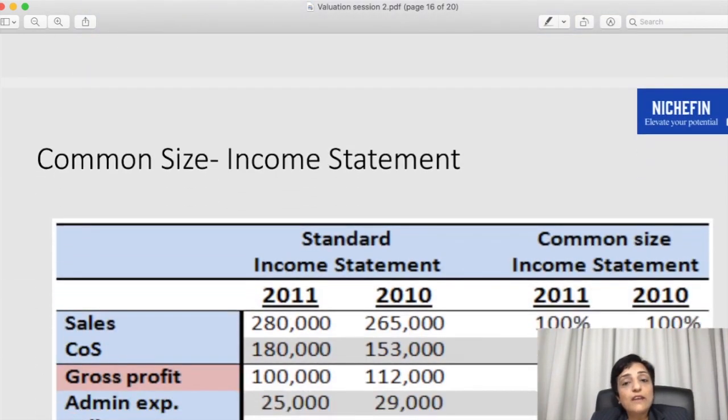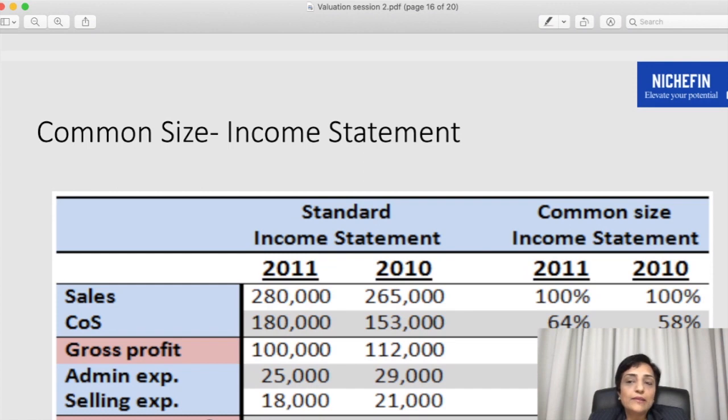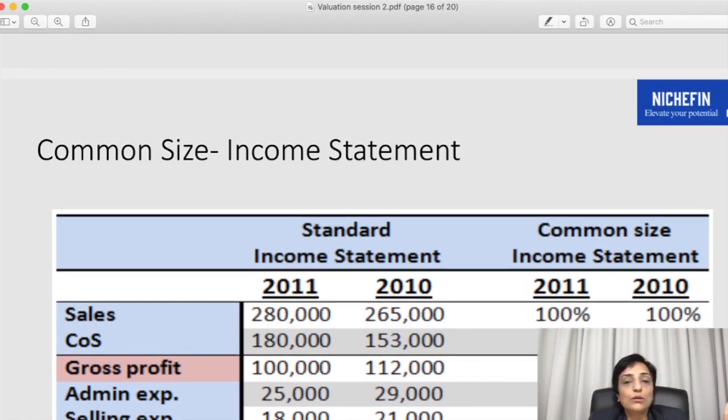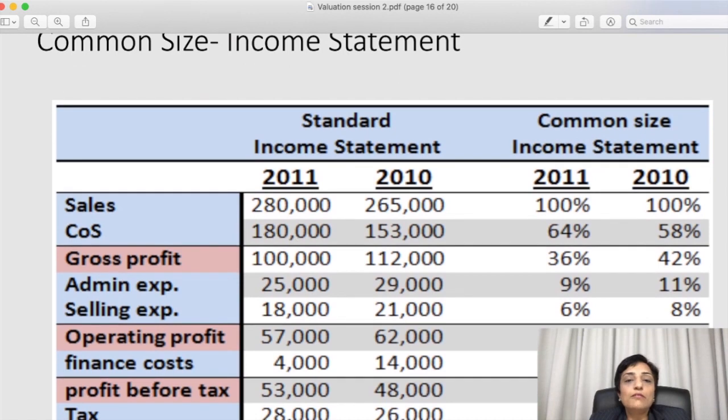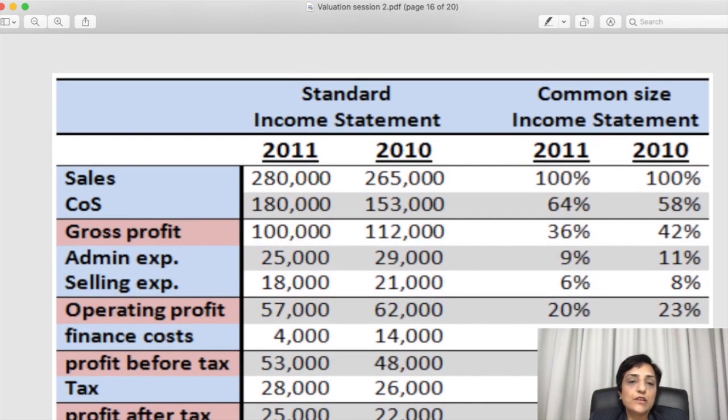Okay, so once we get the past data, we convert that into a common size income statement or common size balance sheet. This is how the common size income statement looks like. When we have the 2 years data, we can use this for the income statement. We use sales as 100% and we convert all items in the income statement as a percentage of sales.